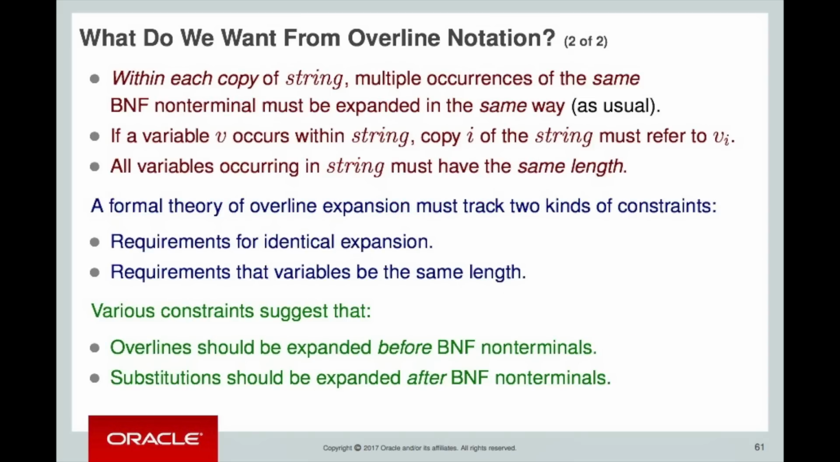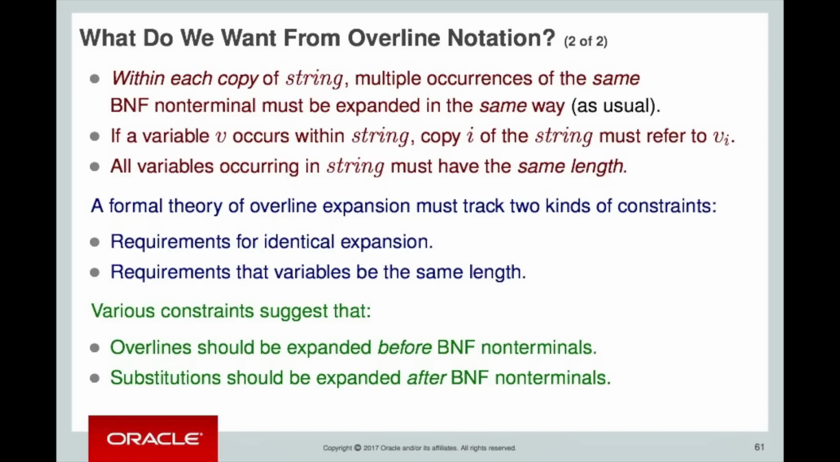And in fact, when we use overline to make copies of a string, within each copy of the string, if there are multiple occurrences of the same BNF non-terminal, we want them to be expanded in the same way. The general rule is if two copies actually are represented by two different sets of ink on the page, we want to require them to be expanded the same. But if the copies came from the same set of ink on the page and the copies are just made by overline, we want to be able to expand them differently. It's a very strange set of conventions.